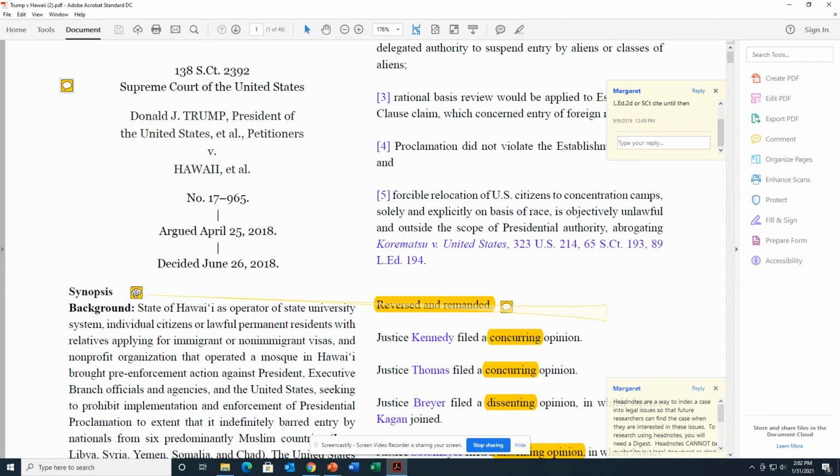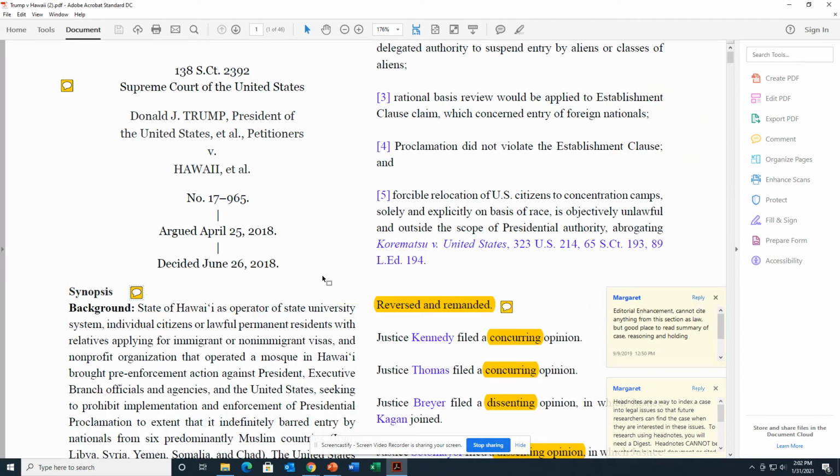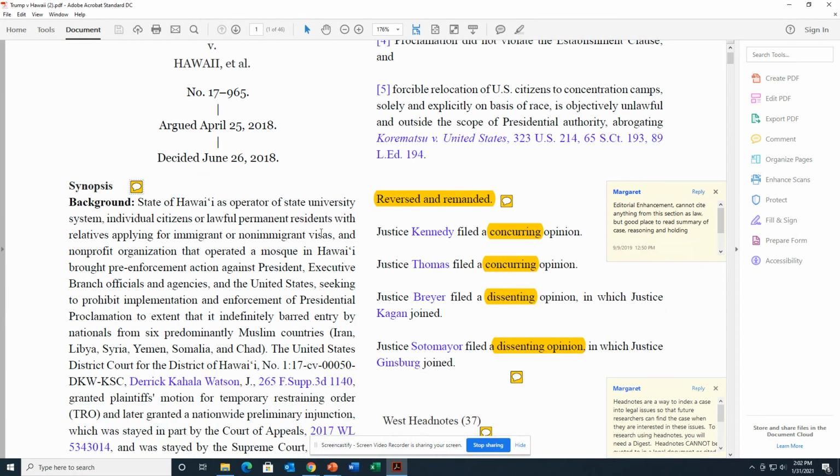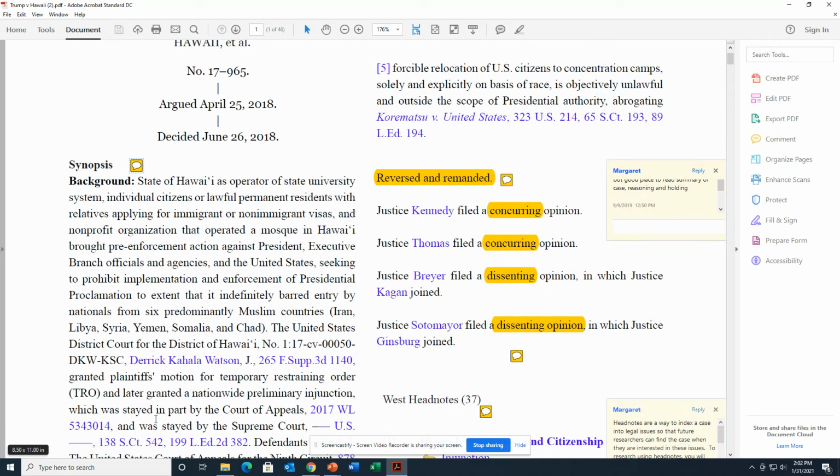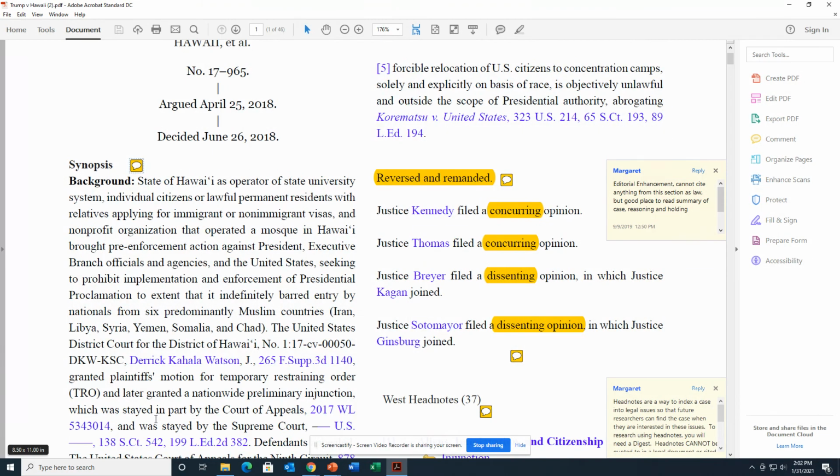Okay, so here, this synopsis is an editorial enhancement. I wonder where I got this from. Okay, you can't cite any of this. Is this Supreme Court? I must have gotten this from Lexis.